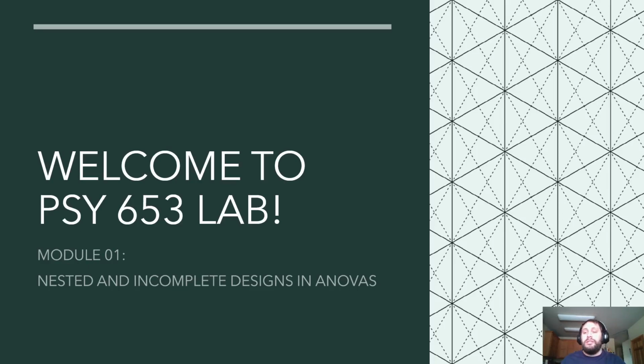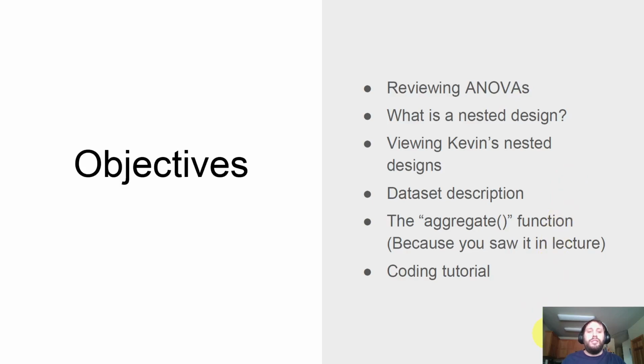So today what we're going to be doing is talking about Module 1, which is nested and incomplete designs in ANOVAs. So just a little review of what we'll be talking about on our objectives. First we're going to review what an ANOVA is, because I know it's been a while. I don't anticipate you running ANOVAs during your break. Then what a nested design is. Then we're going to view some of Kevin's nested designs and talk about them. Then we're going to give you a description of the data set that we'll be working with. Then we're going to use the aggregate function. I'm going to teach you about the aggregate function because you saw it in lecture before, and then we'll go ahead and do our classic totem tutorial.